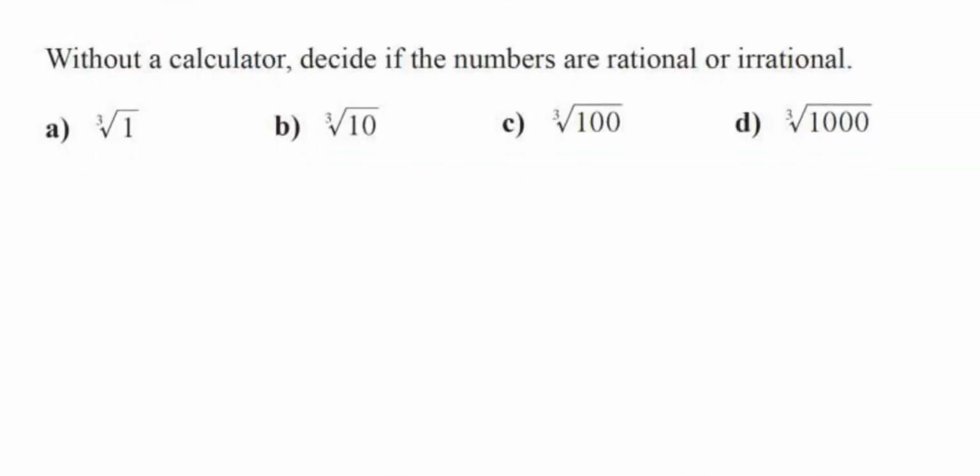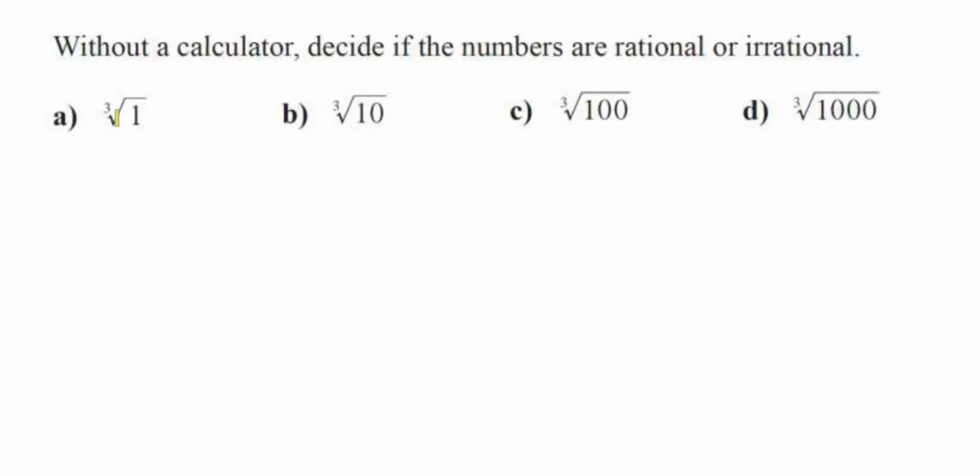Without a calculator, decide if the numbers are rational or irrational. Okay, well, let's take a look at the very first one, the cube root of 1. Well, this equals 1 because we need to find 3 numbers that are exactly the same, and if you multiply them together, you have to get 1, right? So that's the same thing as 1 times 1 times 1, which is 1. So the cube root of 1 is going to be 1.